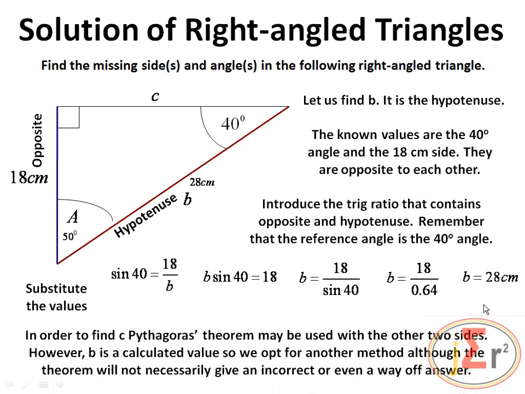In order to find C, Pythagoras' theorem may also be used. However, B is a calculated value, so we opt for another method, although the theorem will not necessarily give an incorrect answer or even a far-off answer. So even though the answer might not be wrong or far off from what it should be, we are not going to use Pythagoras' theorem, because we would be using it with a previously calculated value. And we do not want to use a previously calculated value unless we have to.